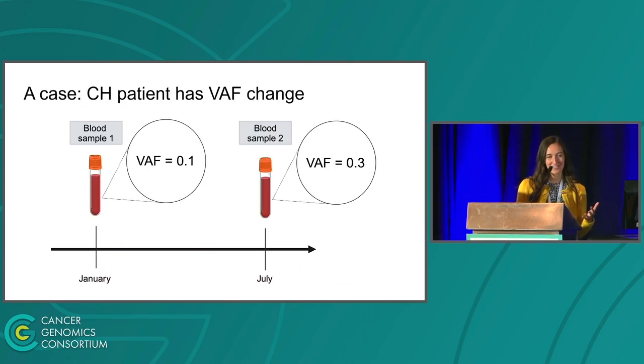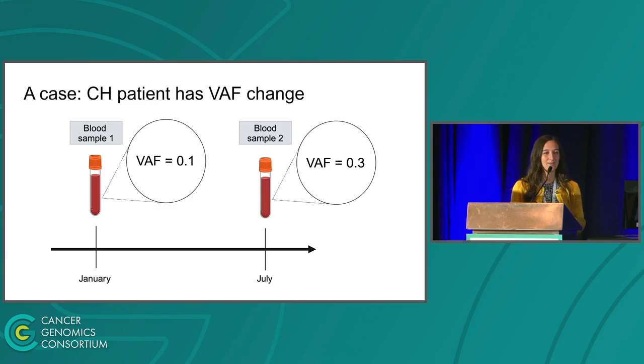So I want to just consider a case of a patient who is being monitored for clonal hematopoiesis. Let's say this patient comes to us in January and receives testing for clonal hematopoiesis. And in January, we find that they have a clone with a VAF of 0.1. So that would be 10% of their reads. And so this is a fairly large clone that we might be concerned about. So let's schedule a follow-up appointment with this patient.